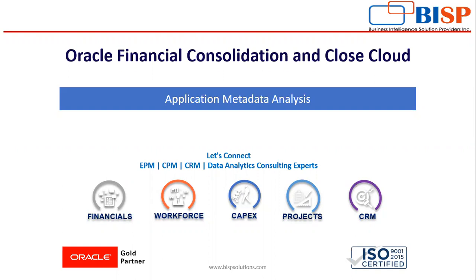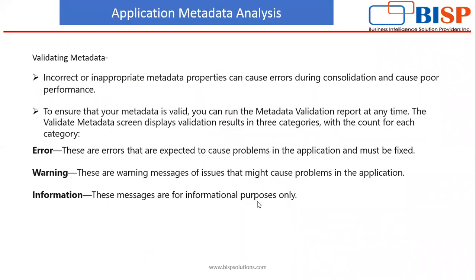So in today's video, we are going to discuss application metadata analysis and why it is necessary. So why do we validate the metadata? Because incorrect or inappropriate metadata properties can cause errors during consolidation and cause poor performance. To ensure that your metadata is valid, you can run the metadata validation report at any time.